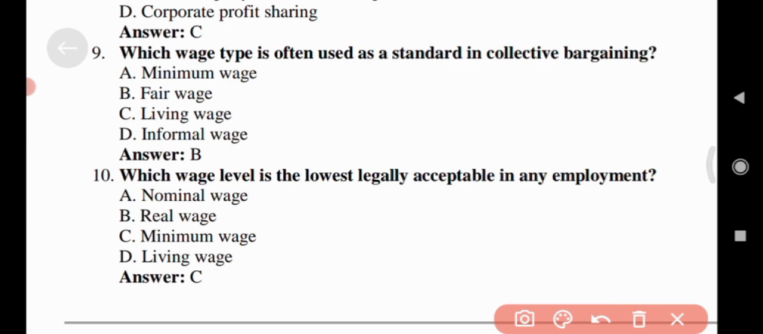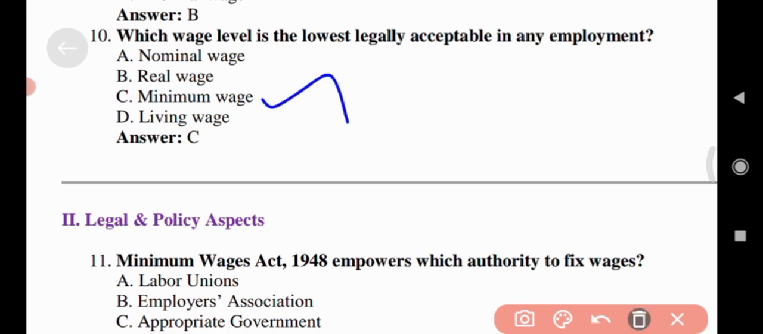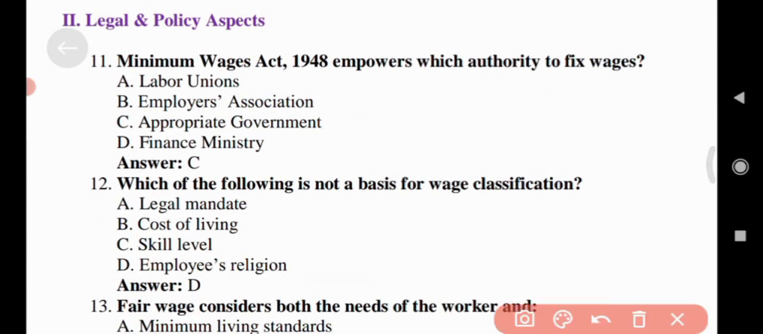Which wage type is often used as the standard in collective bargaining? Option B, fair wage. Which wage level is lowest legally acceptable in any employment? Option C, minimum wage. Legal and policy aspects. The Minimum Wages Act 1948 empowers which authority to fix wages? Option C, appropriate government.